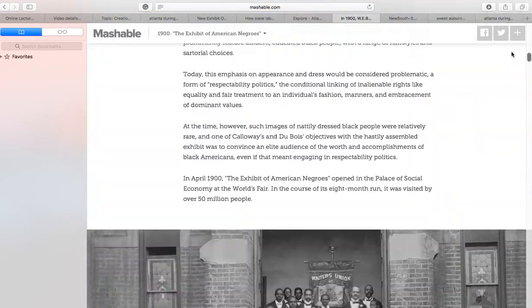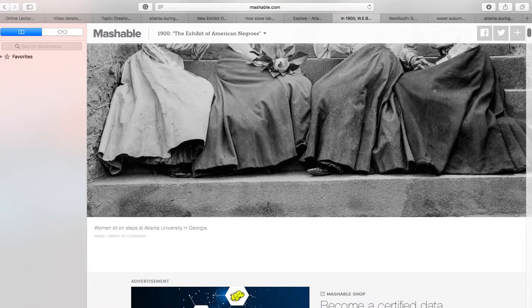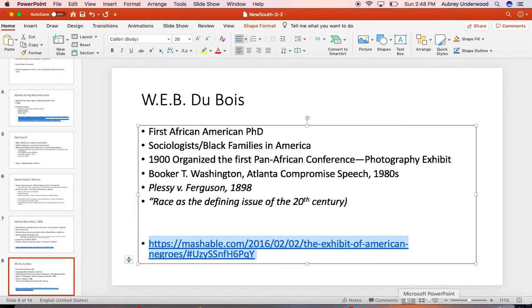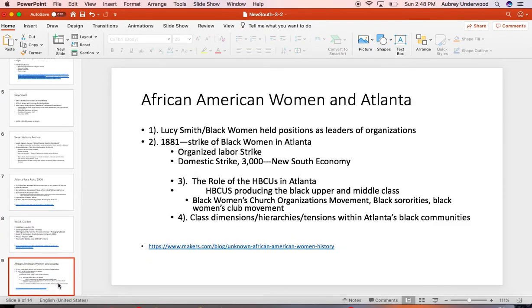But we have a collection of evidence to go back to, to really give us a counterweight of the breadth of the Black experience. In terms of African American women in Atlanta, Lucy Smith becomes the first Black woman to hold positions as a leader of union organizations. The Black women in Atlanta actually went on strike in 1881.